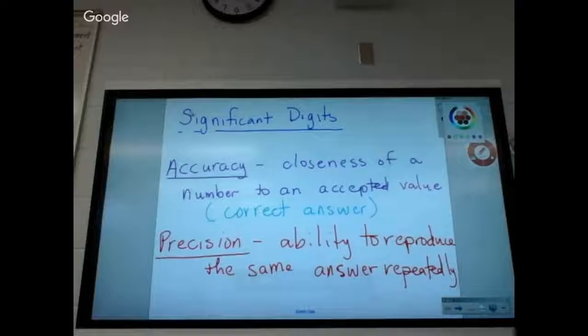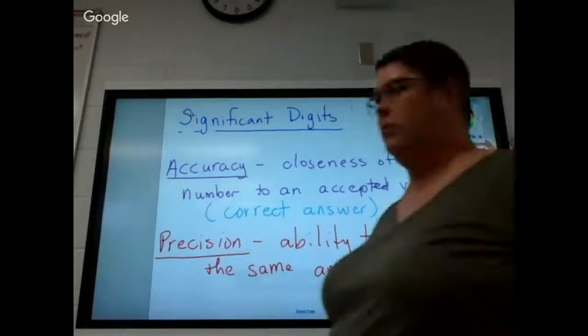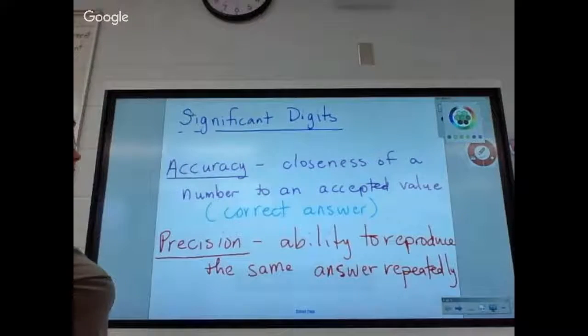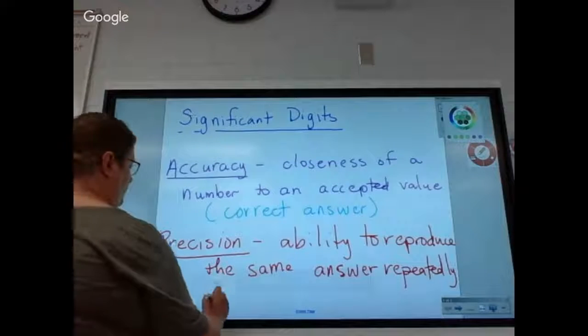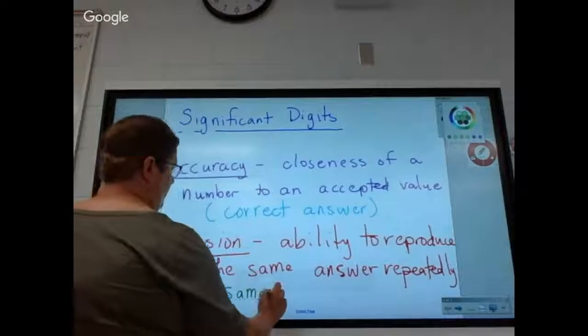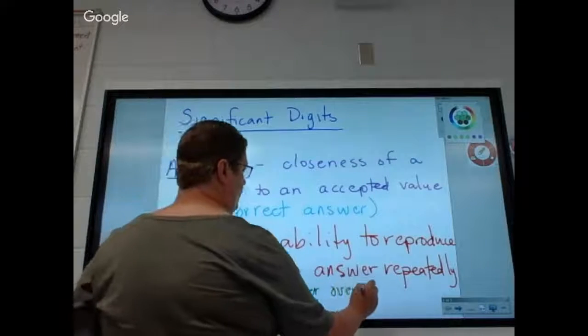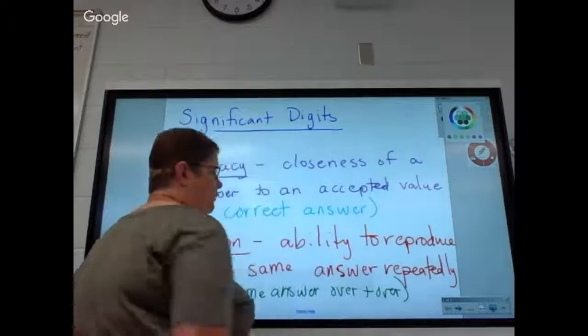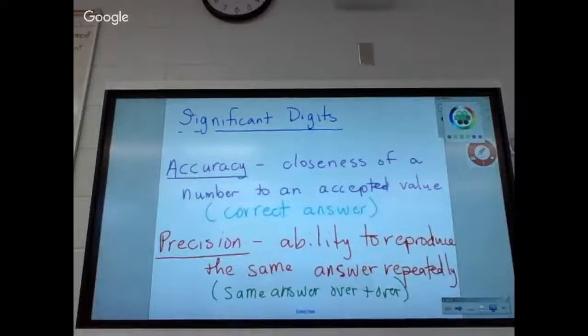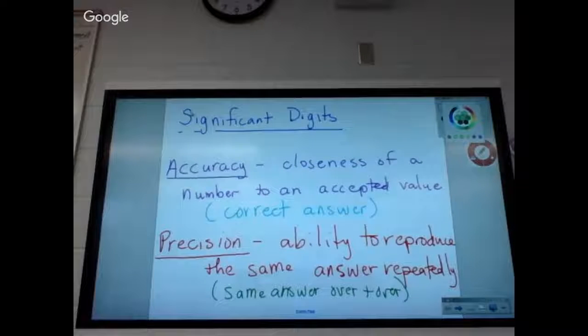So, precision doesn't have anything to do with being correct. This is getting the same answer over and over again. Now, some of you this semester, when we test or take a quiz, you'll get B after B after B after B. You'll be very precise. Some of you will jump all over the place from A's to B's to C's to D's back to an A. You guys are not very precise.